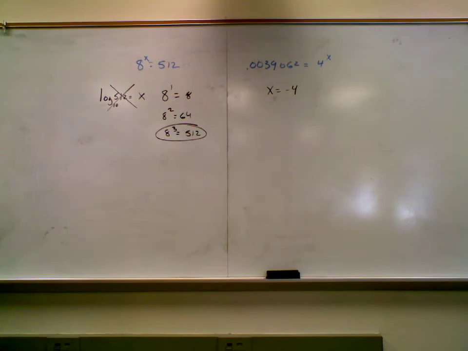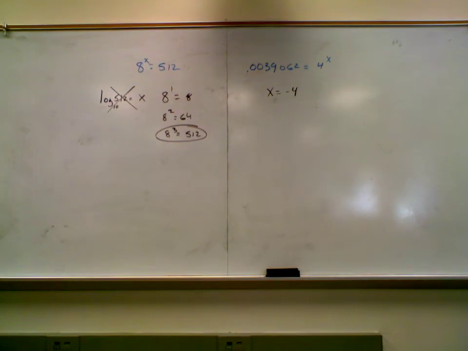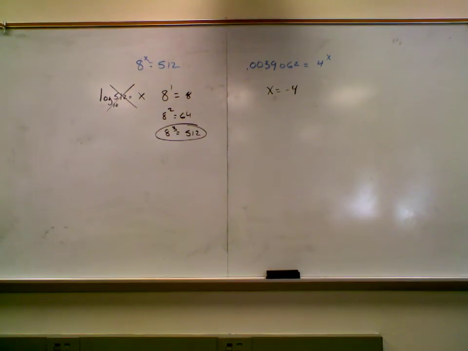The beginning numbers are the same, but then they change. 4 to the negative 4 is 0.0039062. I just didn't have the 5 at the end, right? Okay, so it's fine. So 4 to the negative 4 works for that one, right?